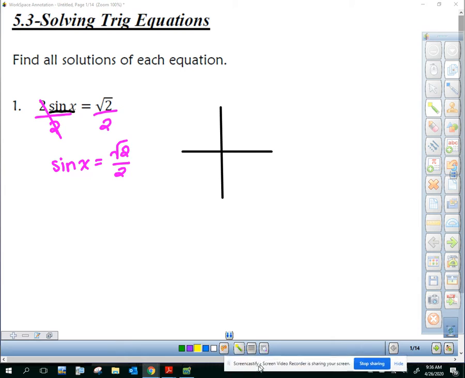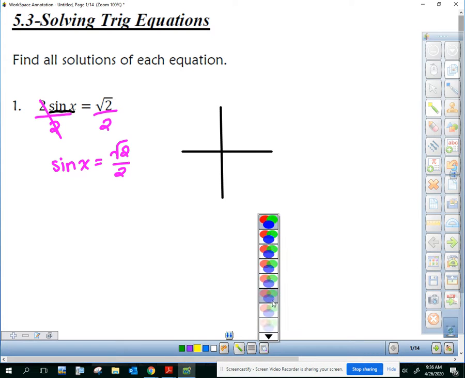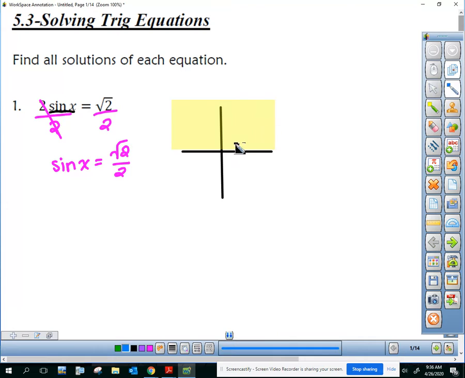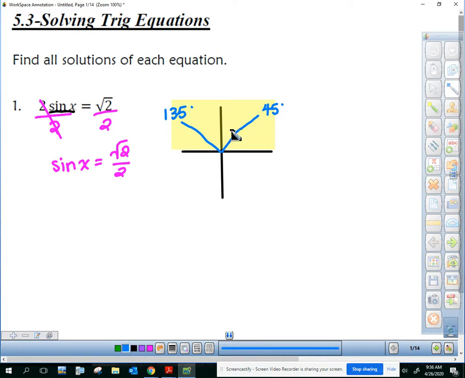But then we have to think about, okay, well, where is sine positive? Because this is positive. And remember, sine is positive in quadrants 1 and 2. So it's your 45-degree reference angle in both these quadrants. So 45 degrees and 135 degrees, if you think in degrees.